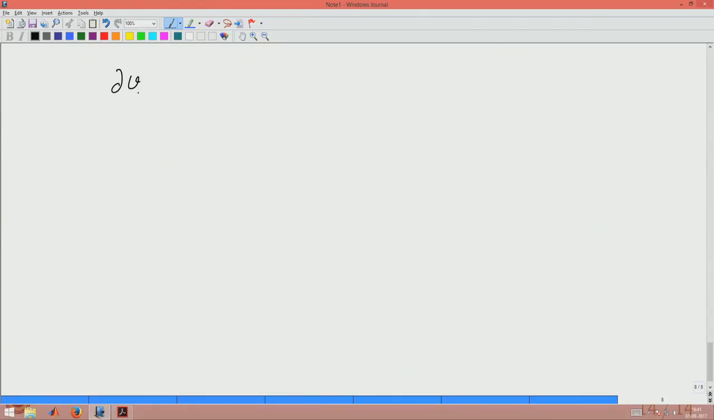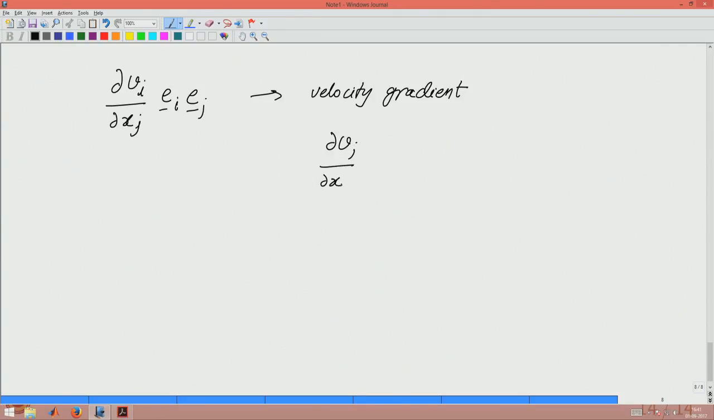For the course on rheology, the gradient of velocity will be very important, and here there is a possibility of multiple interpretations or multiple notations. In our course we will follow this particular notation to indicate the velocity gradient. In other notations it is also possible to write this as del v_j by del x_i, but in this particular course we will not use this, we will only use this definition.